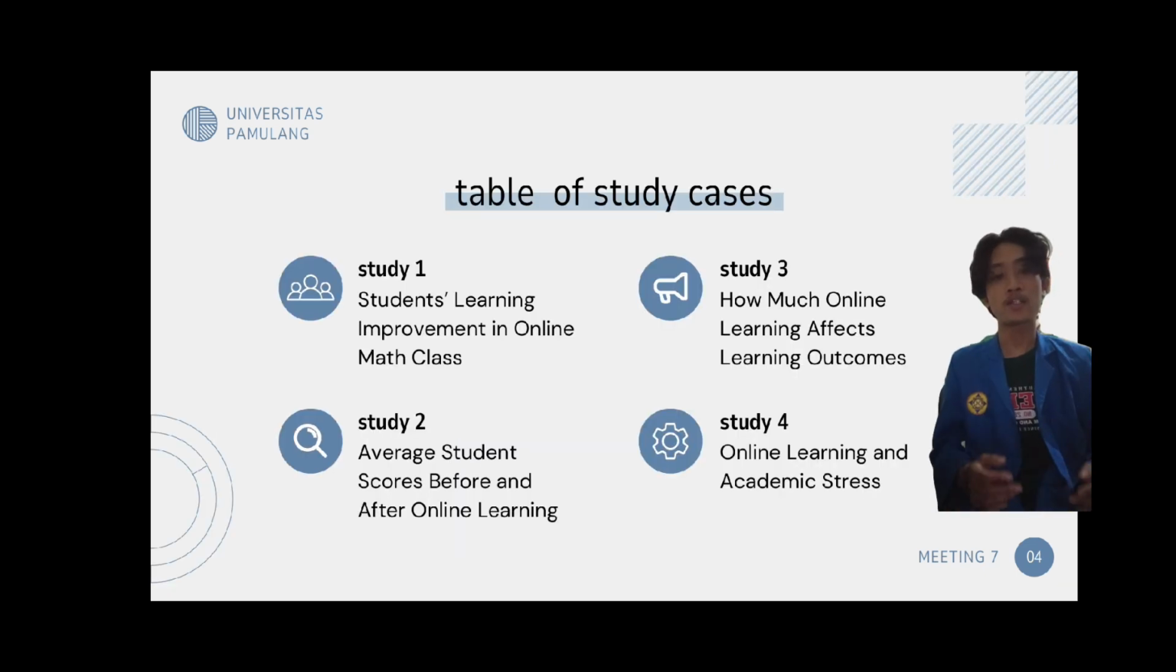And here some real data will be explained. Study 1, student learning improvement in online math class. Study 2, average student scores before and after online learning. Study 3, how much online learning affects learning outcomes. And study 4, online learning and academic stress.